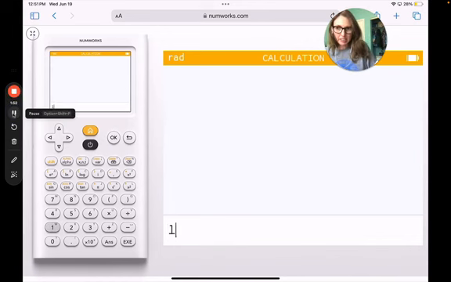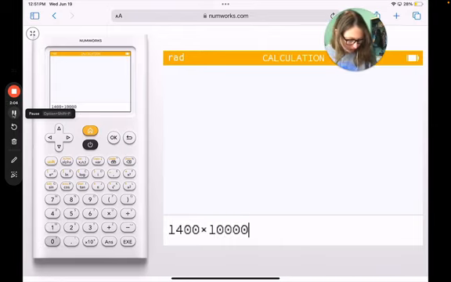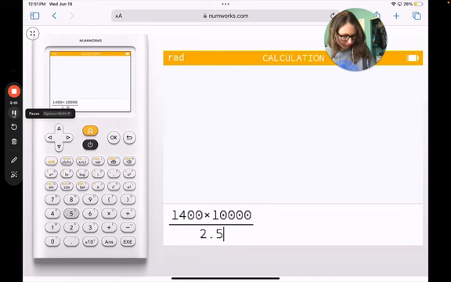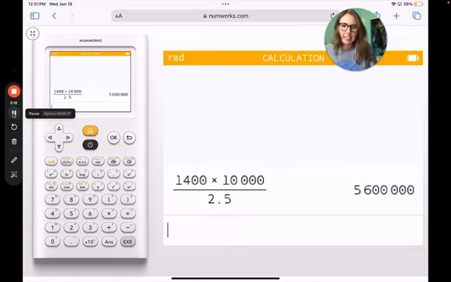We have 1,400 times 10,000. So those were the things on the top. Make sure I have 4 zeros. Divided by 2.5. And check the answer, and it's 5,600,000.